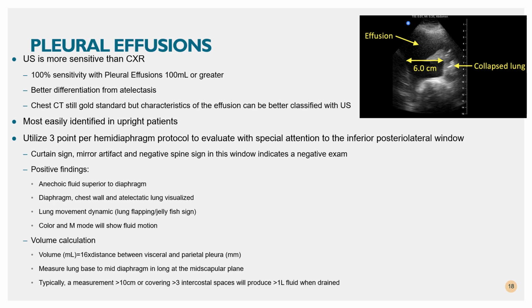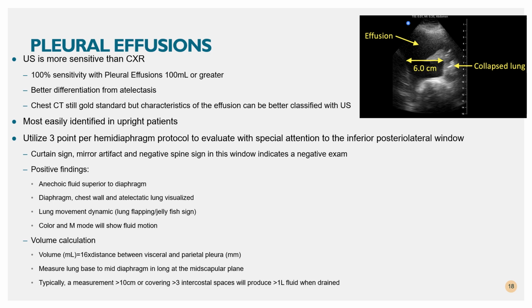So it's most easily going to be identified in your upright patient, because we know that the fluid or the effusion is going to be heavier than the air, and so it's going to go to the most dependent area. Having your patient sit up and then scanning at the lower lung margin is going to be your most effective way to find this.